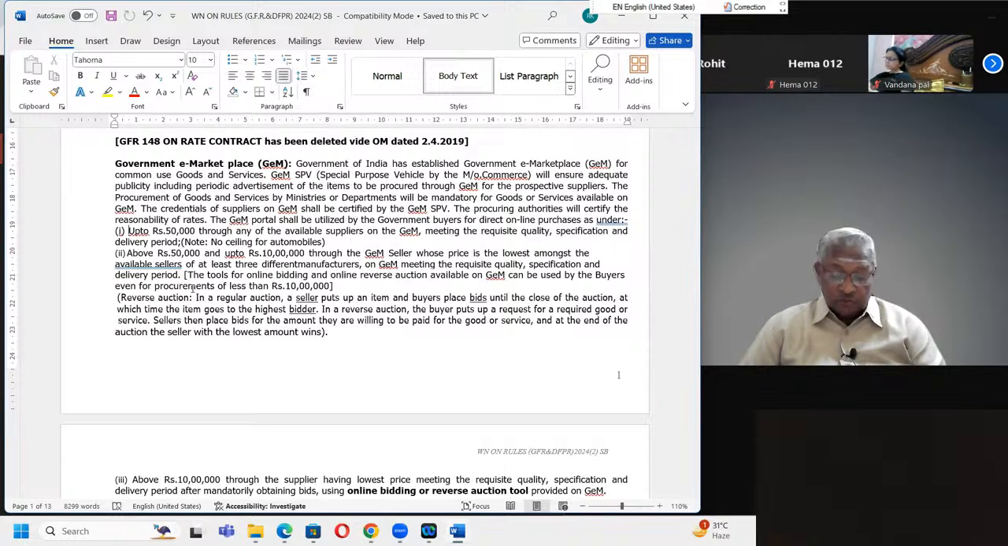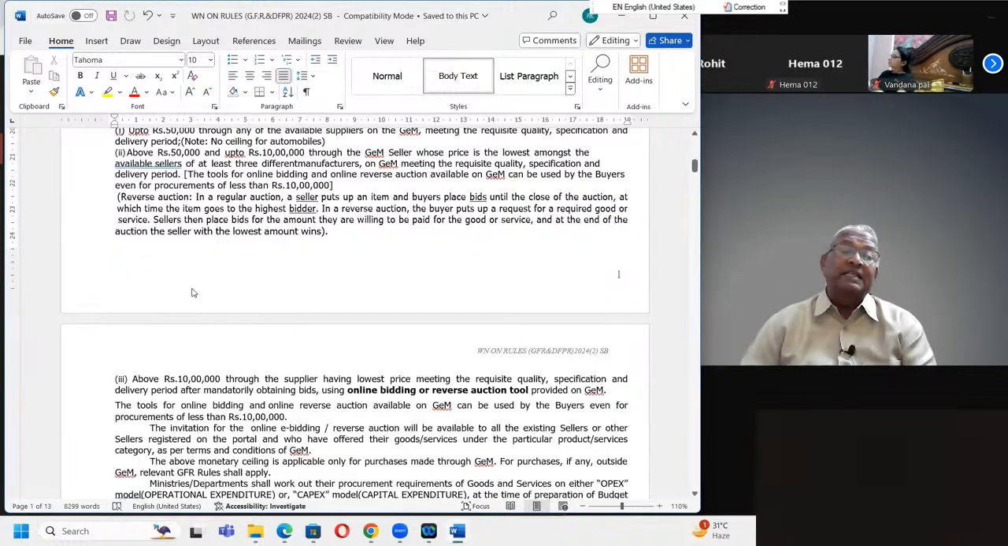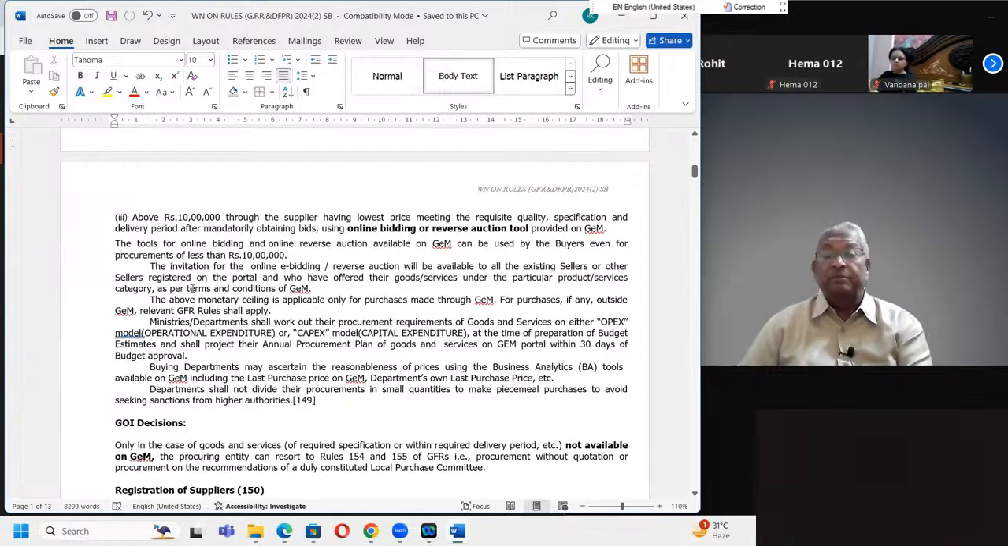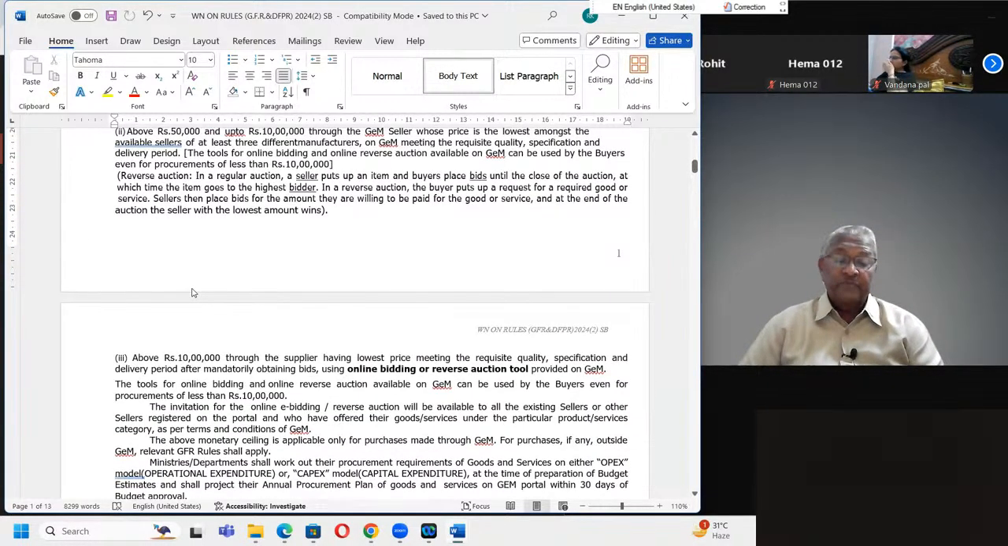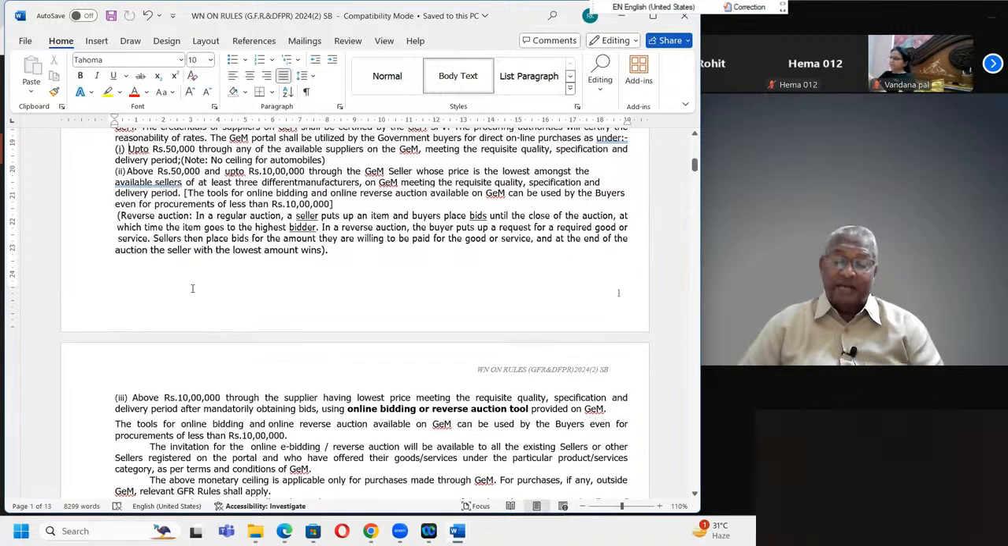Ministries, departments shall work out their procurement requirements and project their goods and services required in OPEX model or CAPEX model. OPEX model, operational expenditure; CAPEX model, capital expenditure model, and project in the budget estimates. जैसे बजट एस्टिमेट में उनका प्रोविजन पता चल जाता है by the second week of May. Project their annual procurement plan of goods.